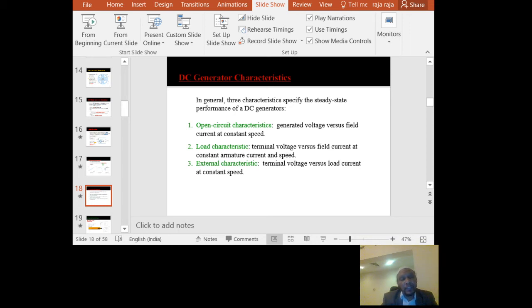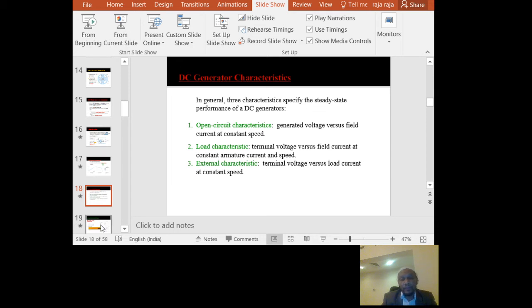What about the next one, the load characteristics? Terminal voltage versus field current at constant armature current and speed. So here two parameters are constant: one is the armature current, another is the speed. The last one, external characteristics, is the terminal voltage versus load current at constant speed. So each DC generator has these three characteristics under steady state performance.